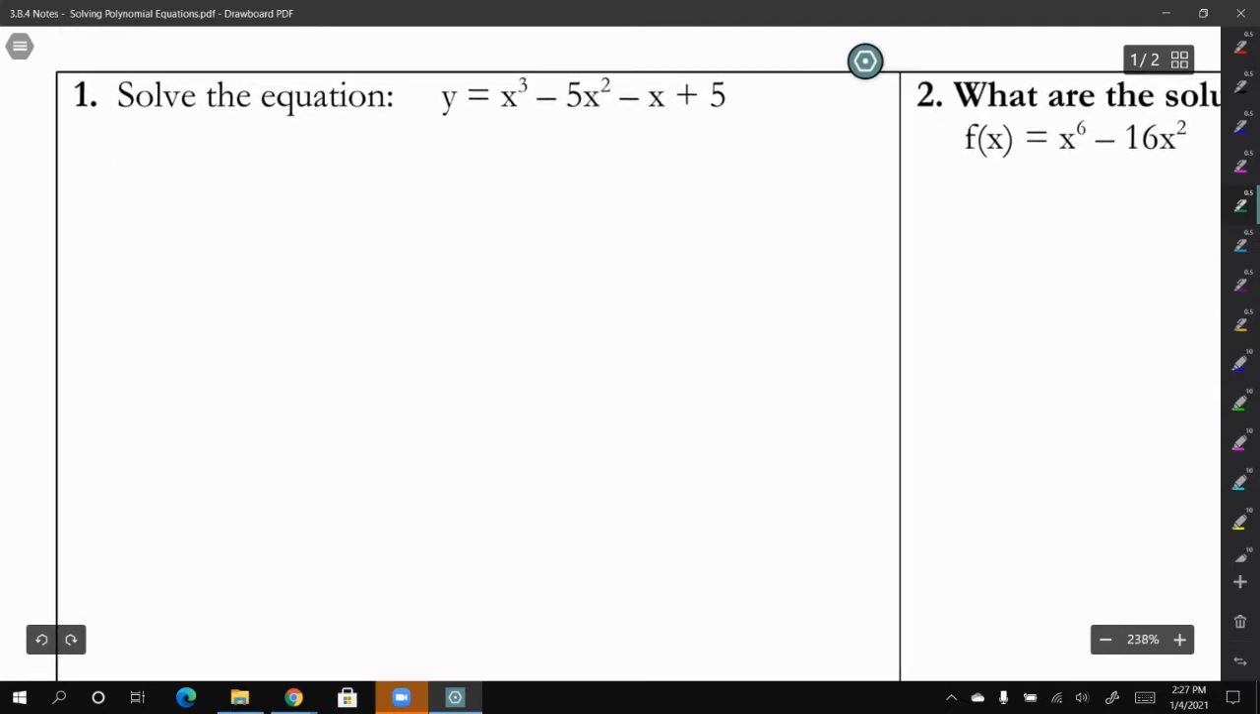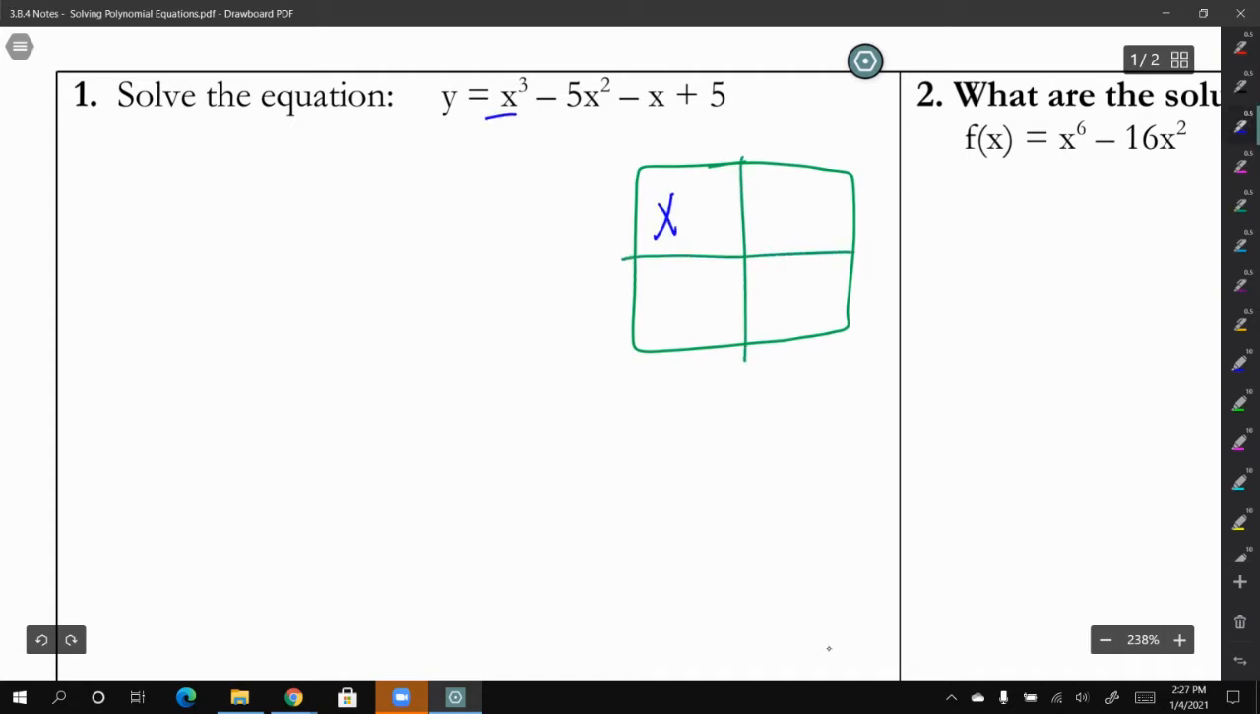If I would have asked you to graph this instead, what you would do is you would go to your box and you would put x to the third in the upper left and 5 in the lower right. And then it doesn't matter where you put the other 2. And then you would factor this. So let's go ahead and factor.